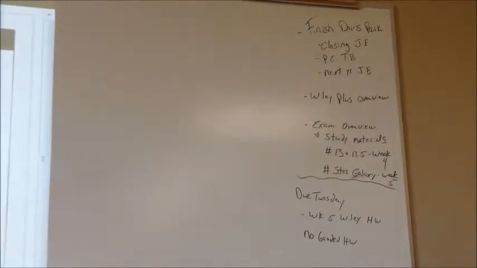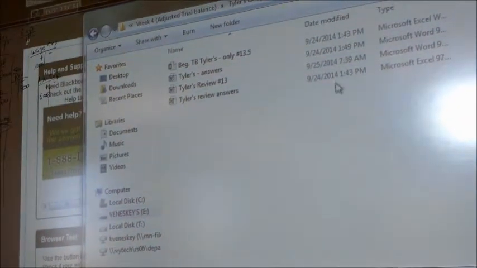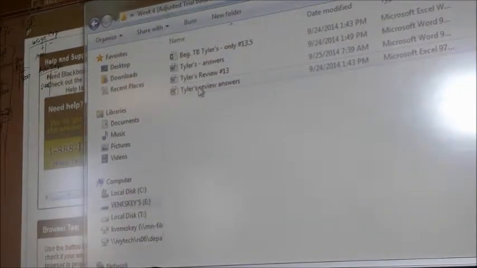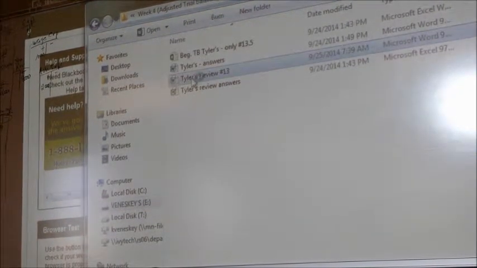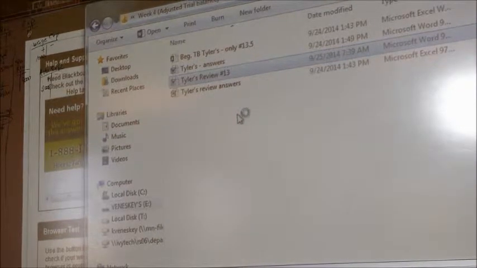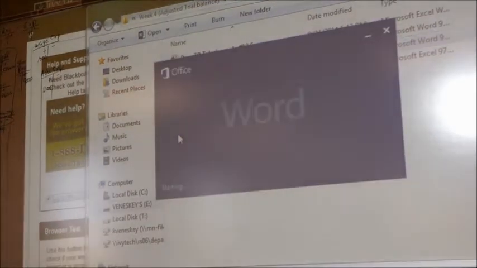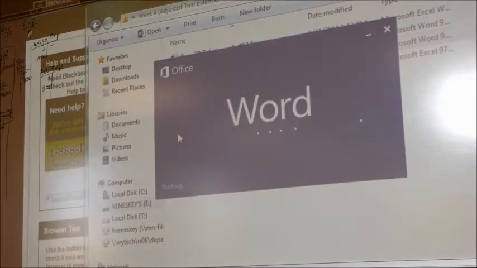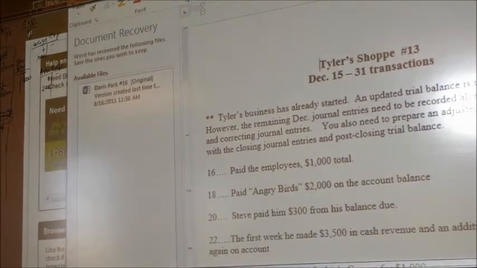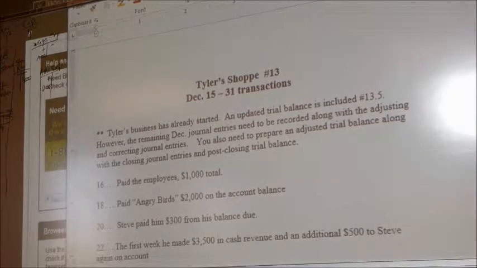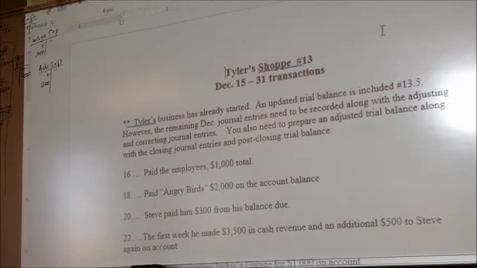The first one is number 13 and 13.5, which is in week 4. Week 4 stuff. I redid it as of yesterday. The number 13 part. These do go from like number 1 and number 7 problem as a study review. The two that I'm going to mention go through every step. The first one, number 13.